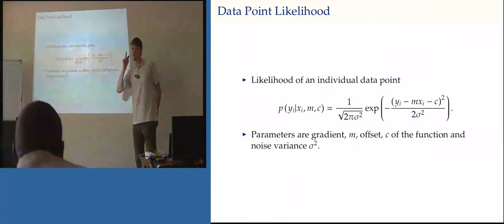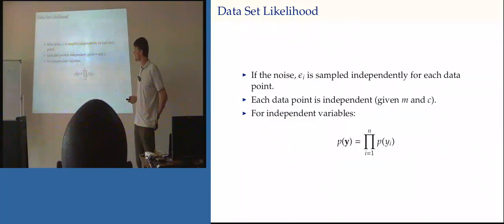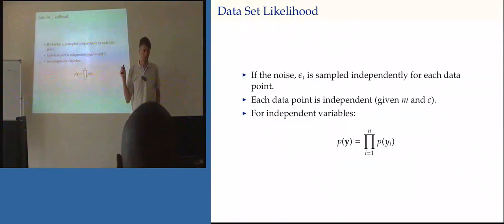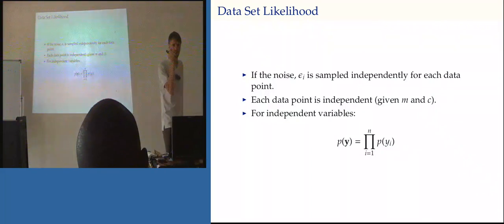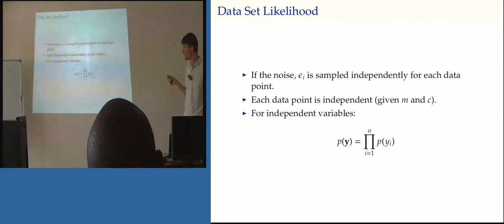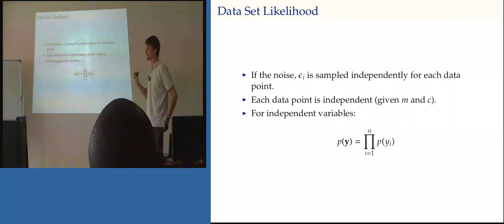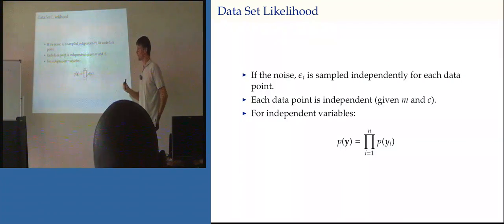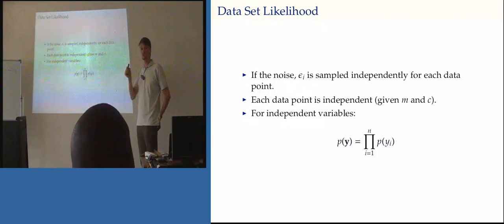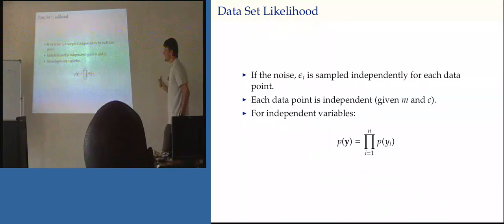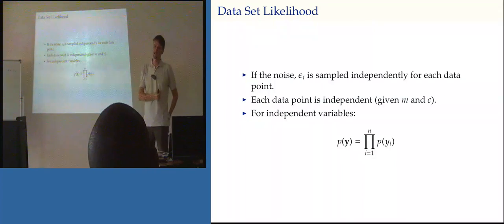But this is a function for one data point, so what you need to do is extend that to multiple data points. And here's another key assumption. First of all, we've assumed that the noise is drawn from a Gaussian. The other thing that's implicitly in what we were writing down is that it's drawn independently. This is the big assumption in statistics, IID.